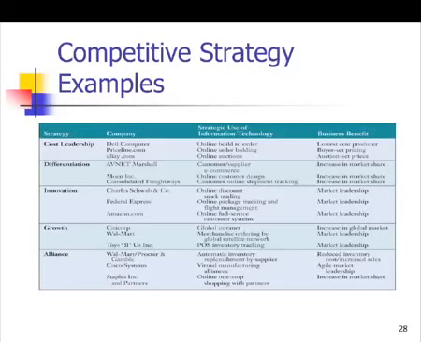Here's some competitive strategy examples to think about. On the left-hand side, it's kind of small, you probably can't see it in the back, but that left-hand column goes through cost leadership, differentiation, innovation, growth, alliance, those things I just went through a few minutes ago, with some companies, with some strategies that they've implemented, and then the benefit on the far right-hand side.